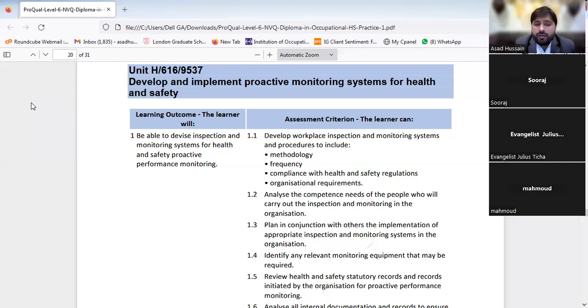So for competence of these people, you can use evidence like certificates showing that they have good knowledge of inspection and monitoring, or maybe they have prepared some proactive monitoring procedures or instructions. Then you can say the training matrices are showing that these people have enough knowledge to carry out or perform an inspection in the workplace. Is it fine?